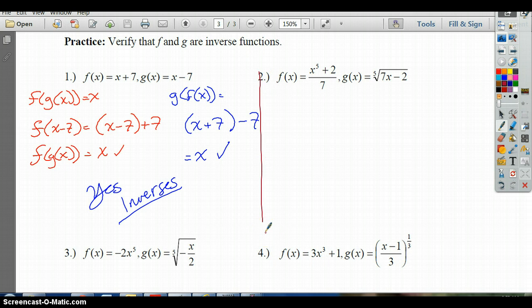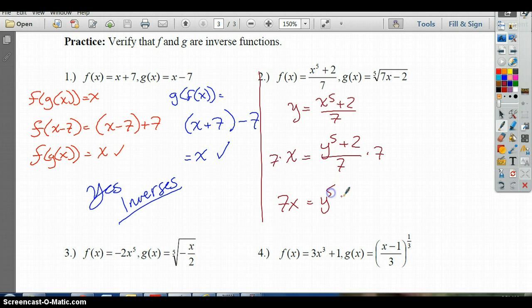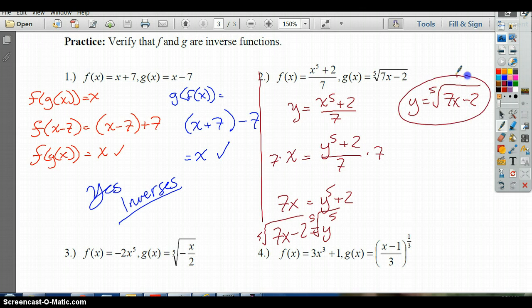This one's a little more challenging. Okay, I'm actually going to do this old school. I'm going to go x to the 5th plus 2 over 7. I'm going to switch the x and the y. And I'm going to see if this gives me what I have here. So first order, I'm going to get rid of the 7. So I have 7x equals y to the 5th plus 2. I'm going to subtract the 2 over, so this is 7x minus 2 equals y to the 5th. And then take the 5th root. So y will equal the 5th root of 7x minus 2. And then I check, does this match this? The answer is yes, it does. So again, yes, these are inverses. Okay, that would be the old school method.